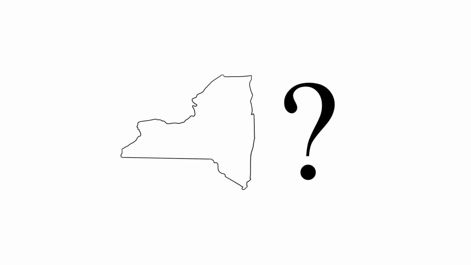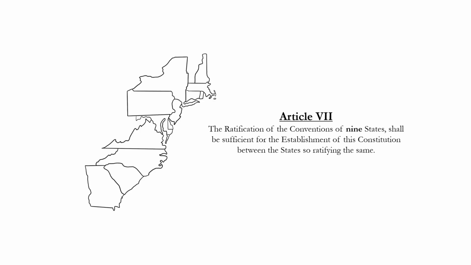Why New York? The Constitution may have only required approval from 9 of the 13 states in order for it to go into effect, but it mattered a great deal which states those were. It was imperative that the larger, more influential states, New York included, ratify the document if the new republic were to have any kind of legitimacy.